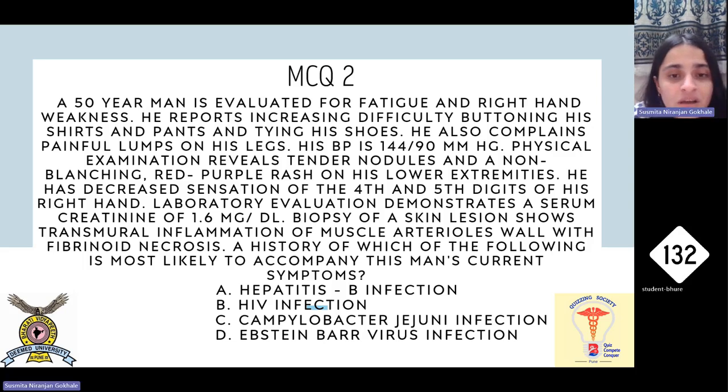So the most likely diagnosis, according to this history, as there are tender nodules and a non-blanching red purple rash on the lower extremities, will be polyarteritis nodosa. PAN is associated with Hep B. It is commonly associated with chronic Hep B infection. So according to me, the most likely answer is hepatitis B infection. So the answer of this question will be option A.